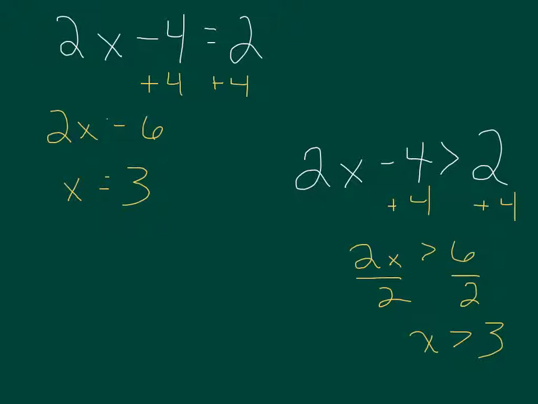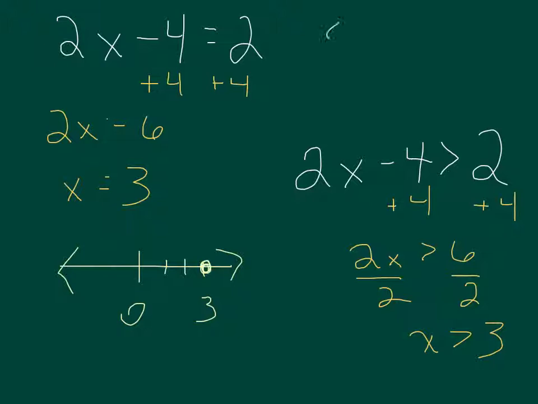A number line helps us. If I wanted to graph the solution to my equation on a number line, I would have 0, the center of my number line, 1, 2, 3, and I would just put that single point at 3. That represents that is the only solution to that equation. That's the only number that I could plug in for x that will make both sides the same.